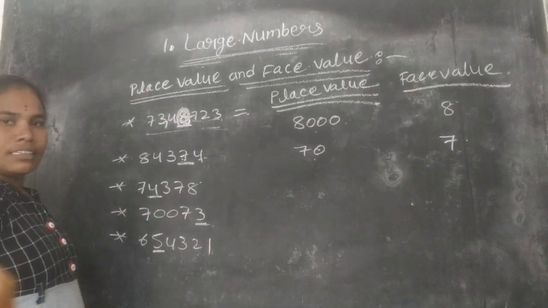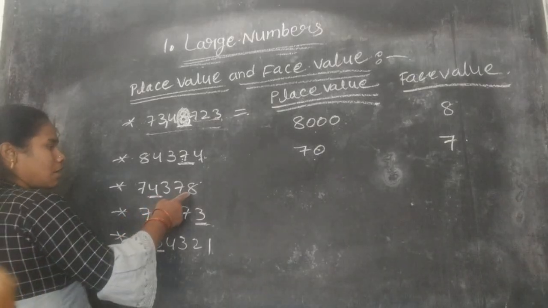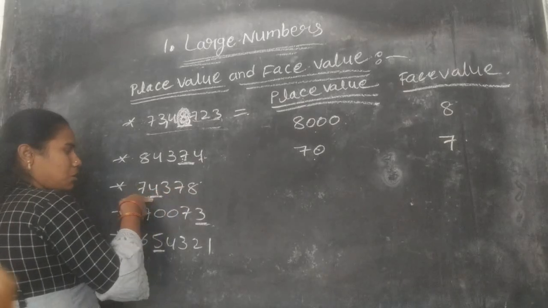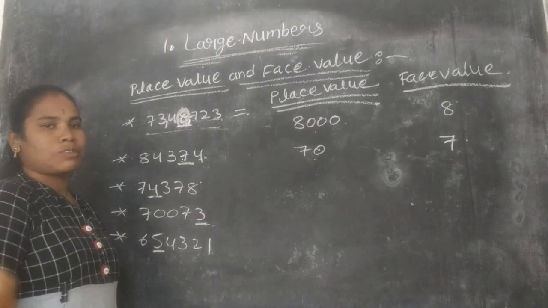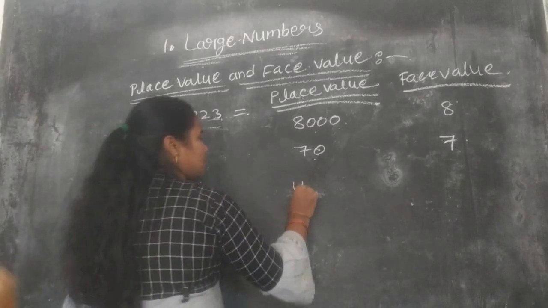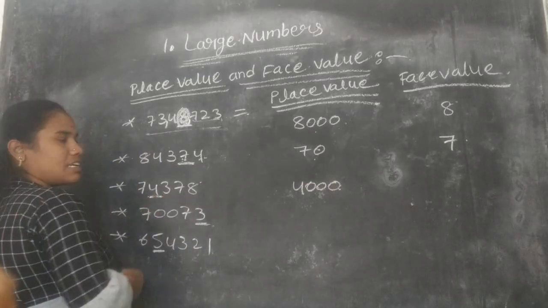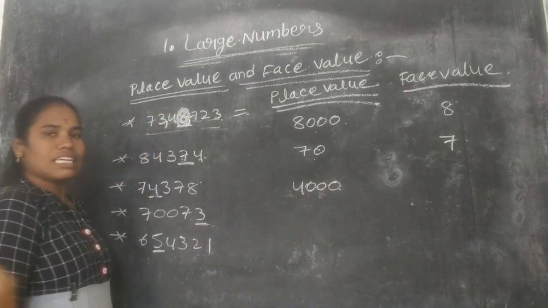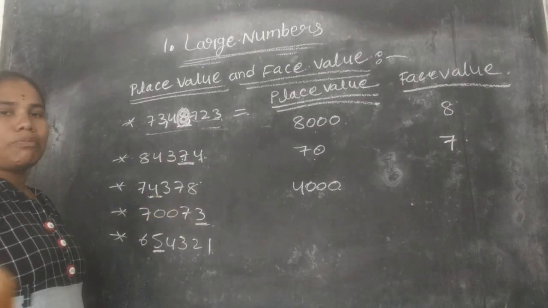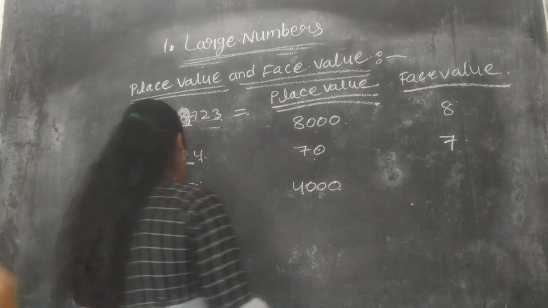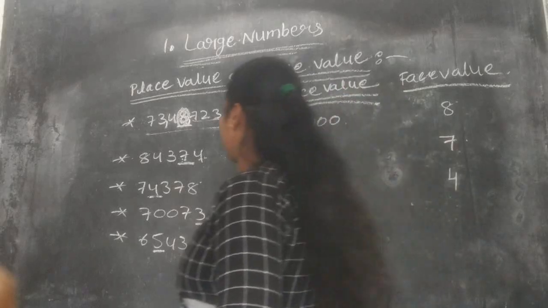Here 4 is underlined. So what is the place value? Just look at this: ones, tens, hundreds, thousands. So what is the place value? 4,000. Write the 4. 3 digits are there, put the 3 zeros. Simple. Okay, 4,000. And what is the face value? 4. Which number are we seeing here? 4. Just write down the 4.